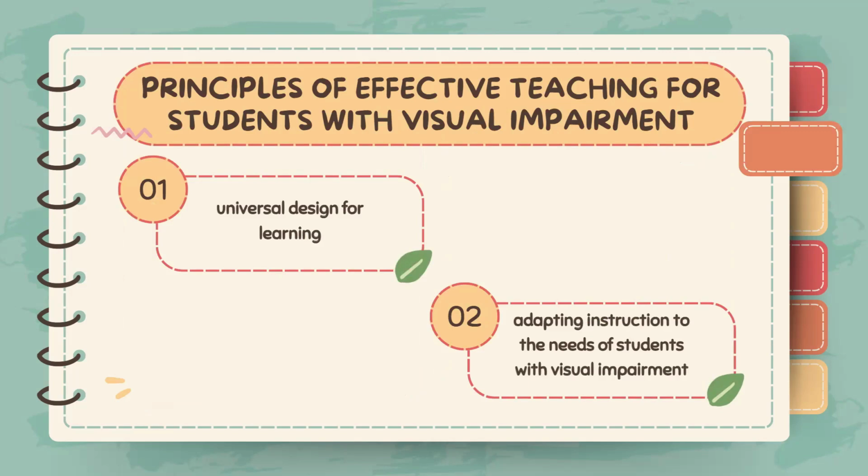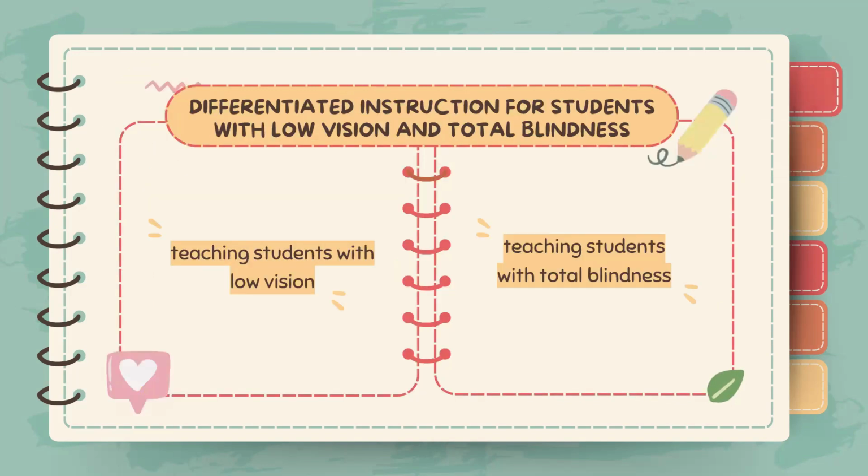Now that we have explored the principles of effective teaching for students with visual impairment, we will delve deeper into differentiated instruction, which tailors teaching methods based on whether a student has low vision or total blindness. Let's discuss specific strategies for each group. For teaching students with low vision, these students have partial sight or can benefit from the following strategies.